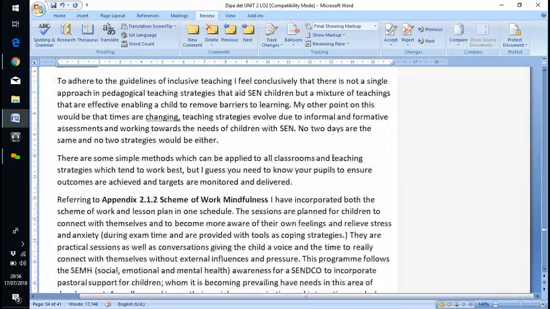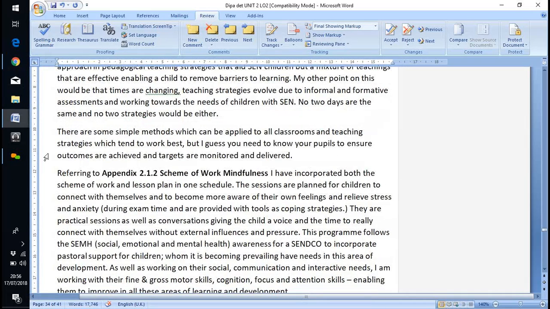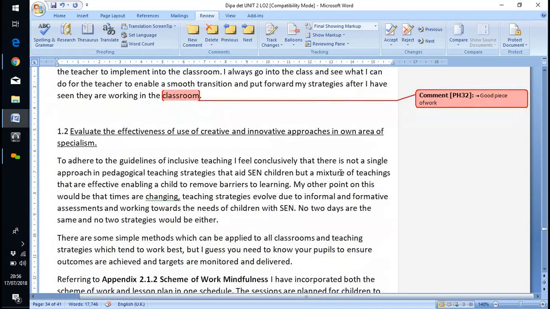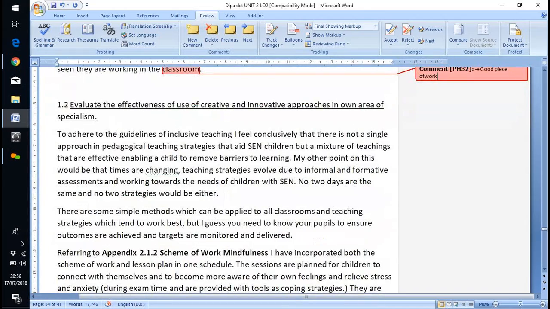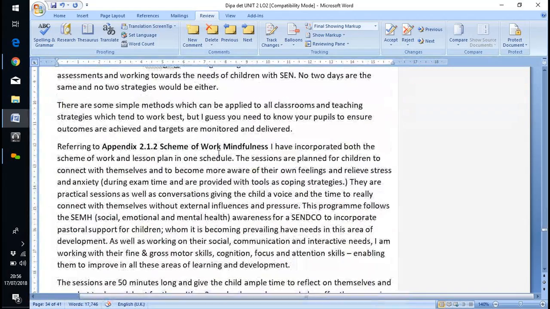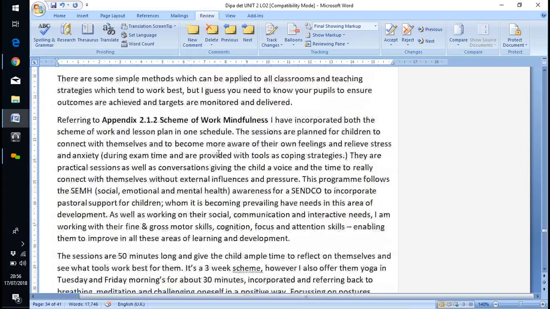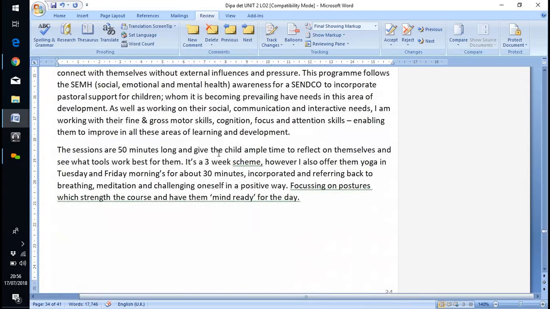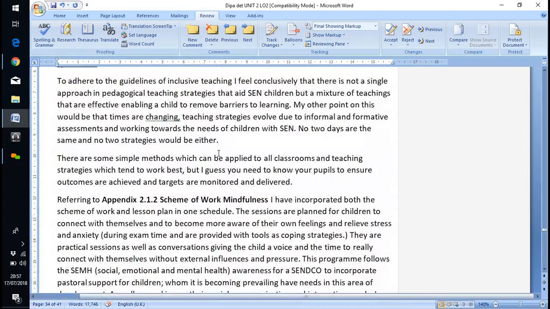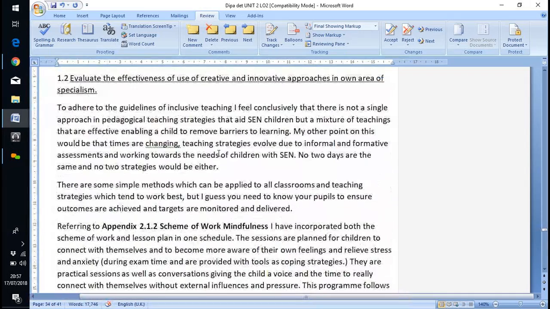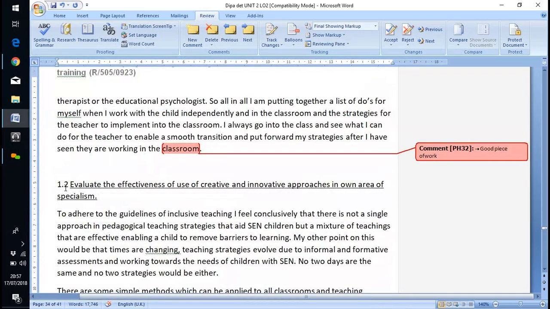That tells me everything that you do. It says there are some simple methods that can be applied, but I need to get to know pupils to ensure the outcomes are achieved and targets monitored and delivered. We're looking at that word evaluate. What I want to see at the end of your piece is an evaluation of the effectiveness.